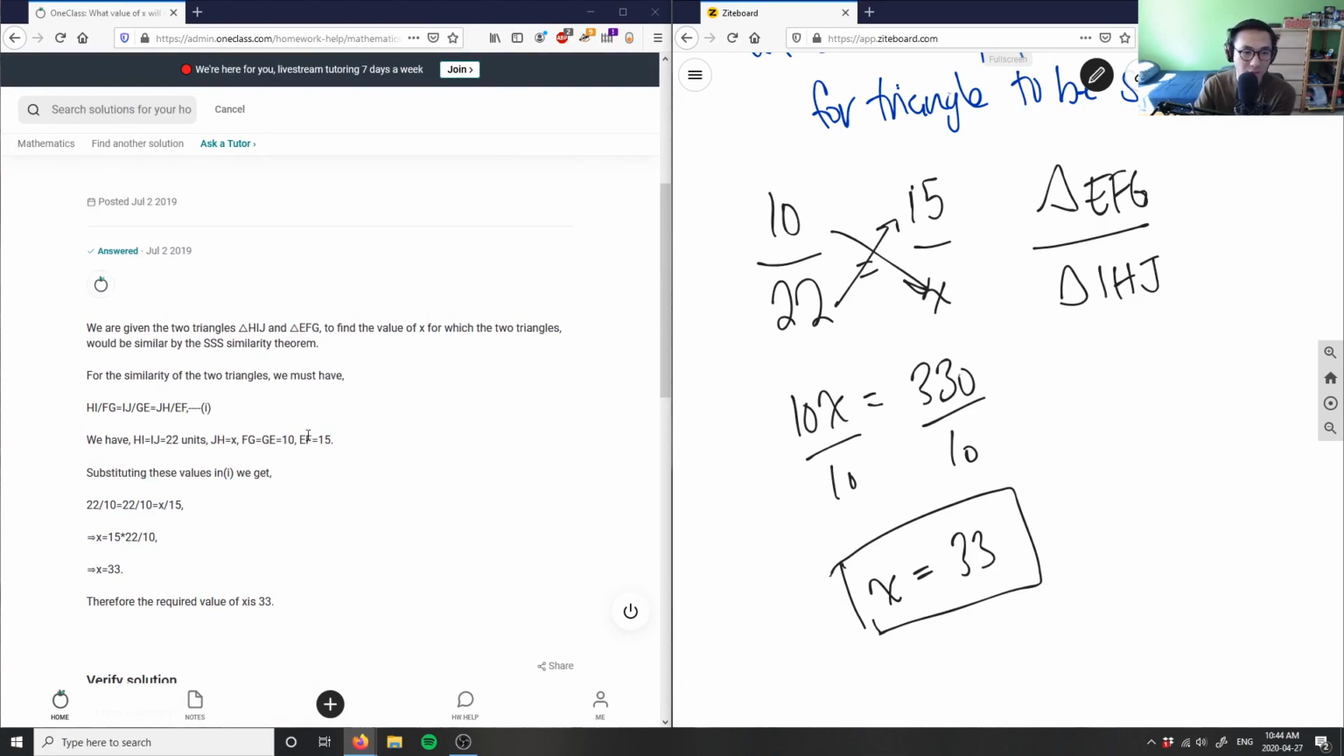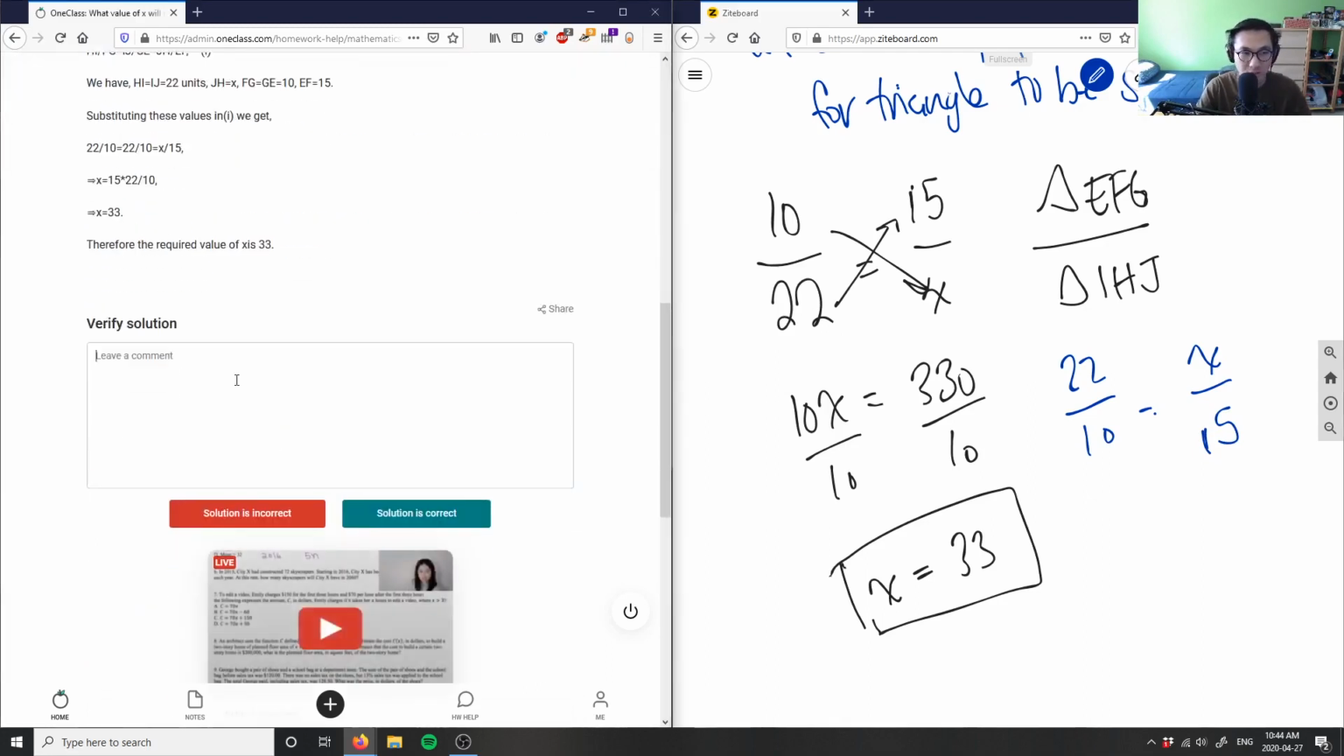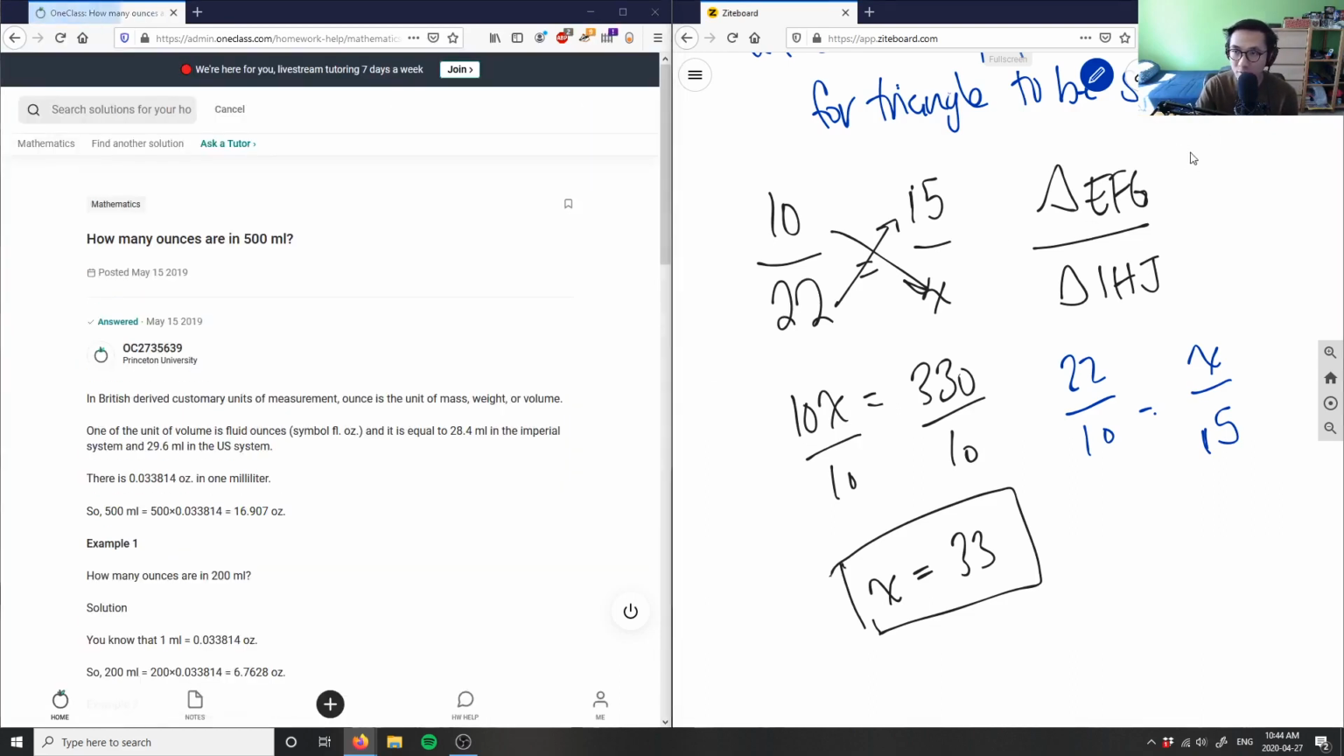So as you can see, I believe they also made a proportion here. 22 over 10 equals x over 15. That's the exact same thing as mine, except they used the reciprocal, so they flipped it. Instead of 10 over 22, they wrote 22 over 10 equals x over 15. Doesn't matter. It'll still give us this algebraic equation here, which is 10x equals 330, and therefore x equals 33. So this solution here is correct. Great analysis. The solution is correct for x equals 33. That's good.